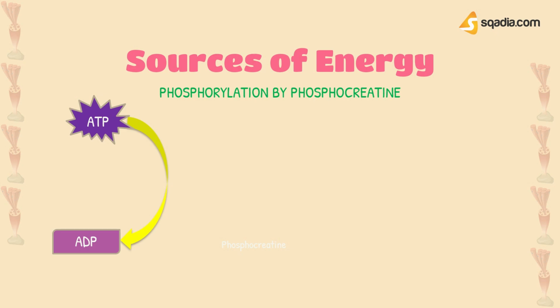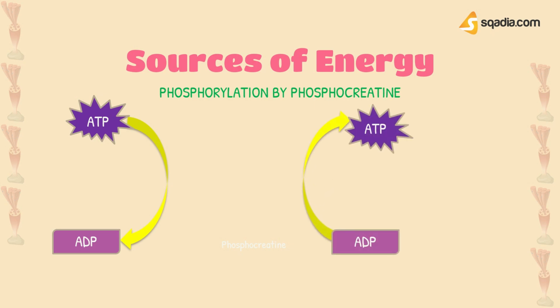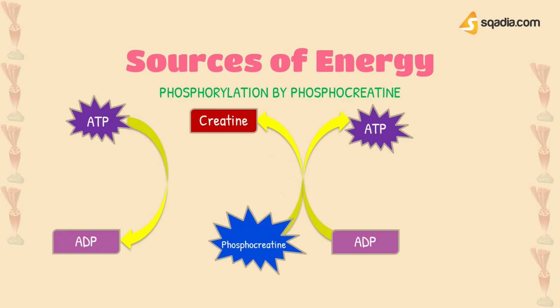Now remember that in the sliding filament theory, we discussed that ATP was converted into ADP. Now we need this ADP to convert back to an ATP molecule in order to perform the regular sliding filament mechanism. This is where the phosphocreatine will jump in. This ADP will take a phosphate from phosphocreatine and form ATP. This ATP will be utilized again in the sliding filament mechanism.